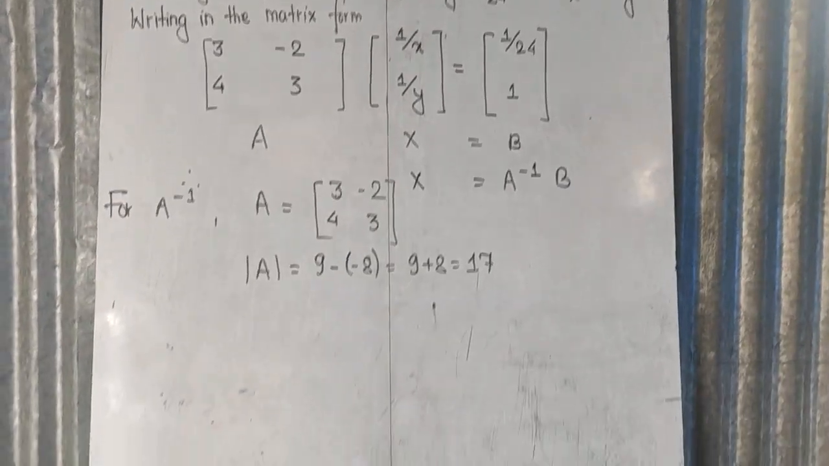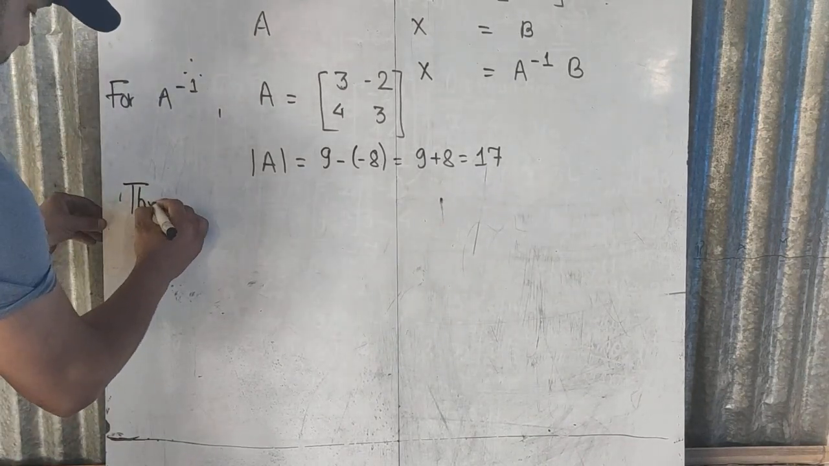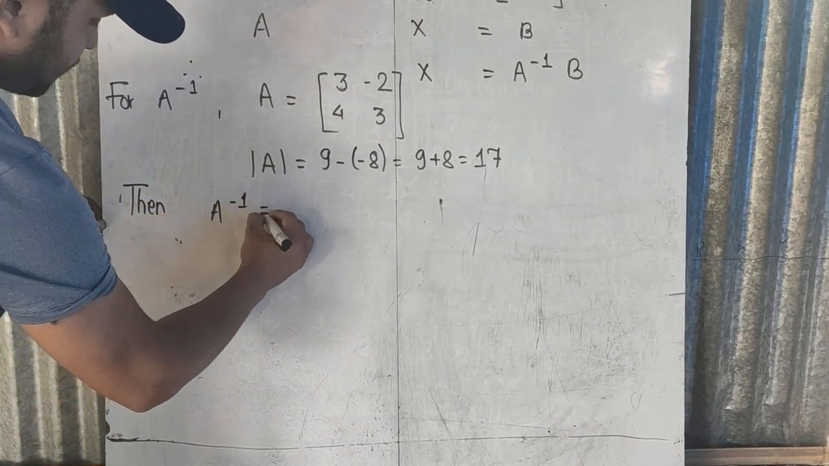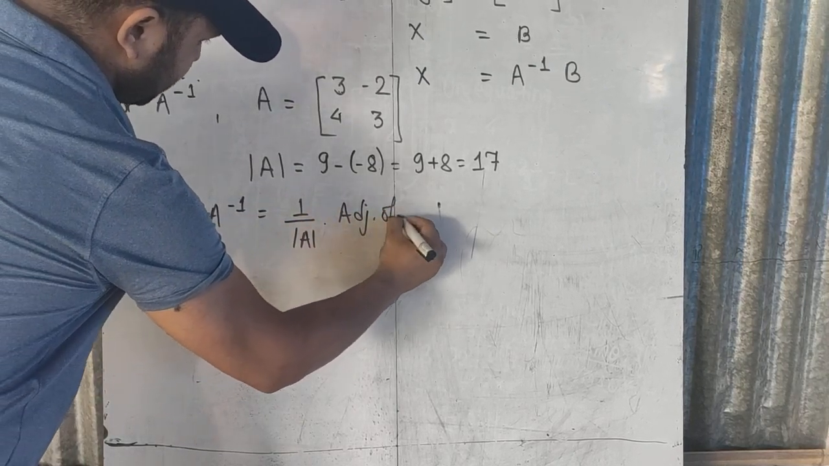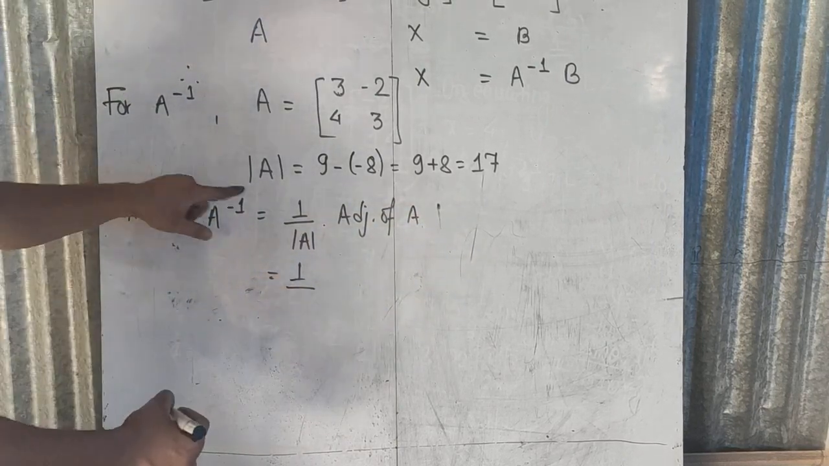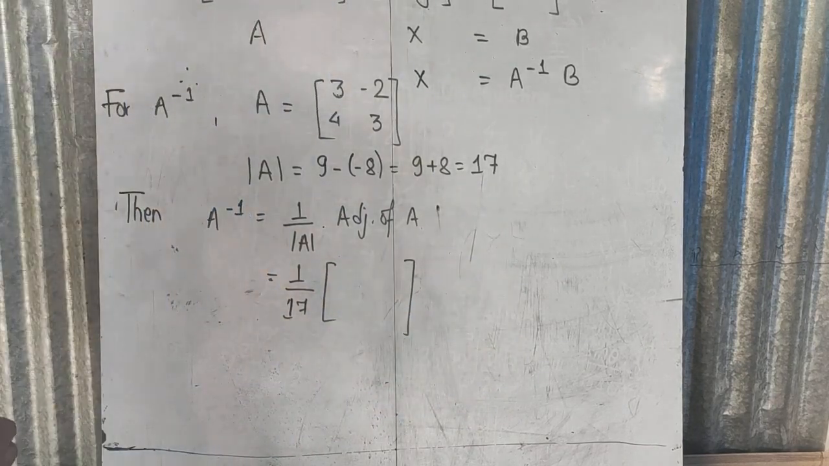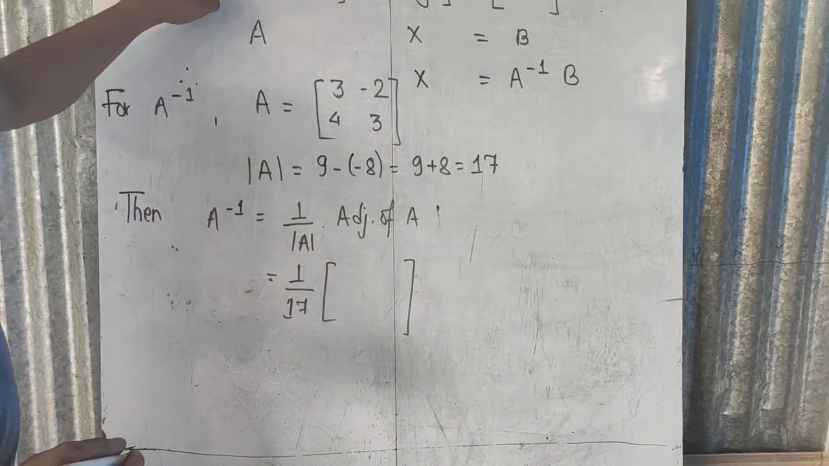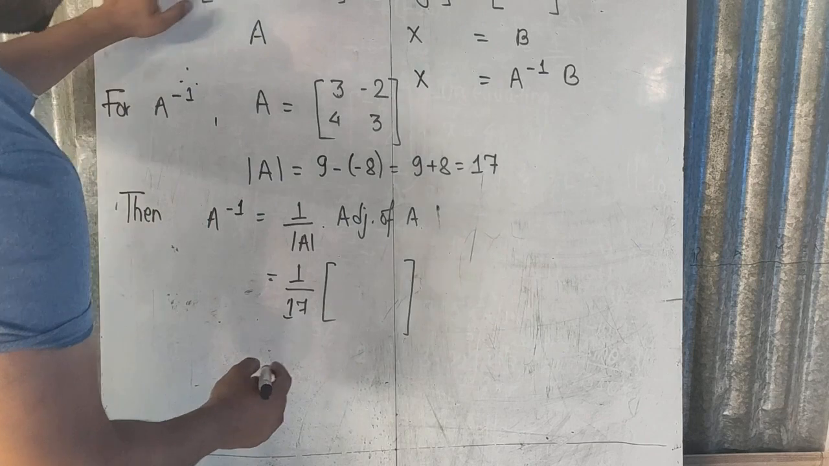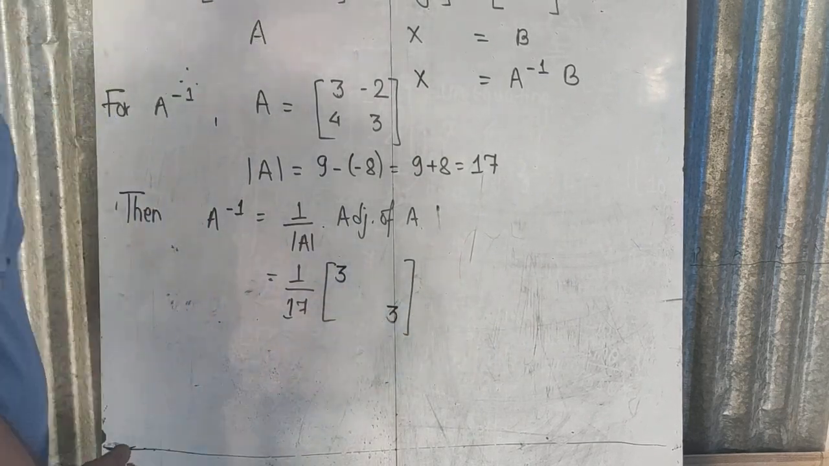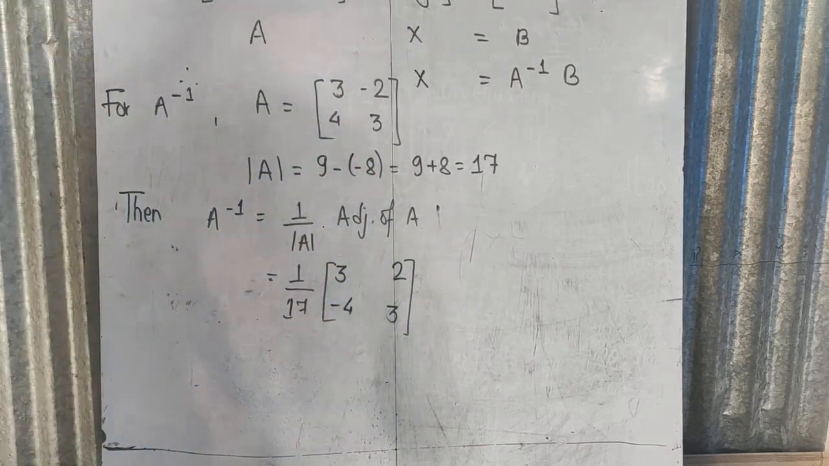Now we are going to find the inverse of A. To find the inverse of A, we have the formula: A inverse equals 1 by determinant of A into adjoint of A. 1 by the determinant of A is 1 by 17 here, and the adjoint of A, we have discussed earlier how to find. We first interchange the elements in the principal diagonal. This is 3 and this is also 3, so when we interchange, again we have 3 and 3. Now we change the sign of the remaining elements. Minus 2 changes to plus 2 and 4 changes to minus 4. We got our A inverse.